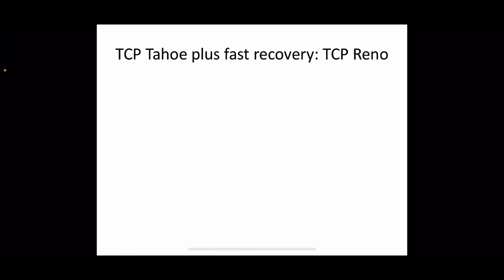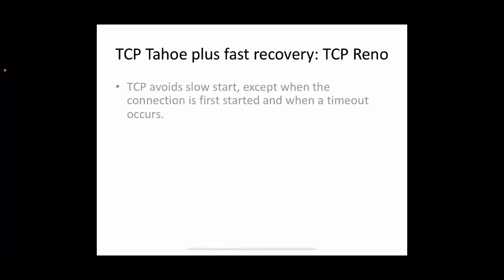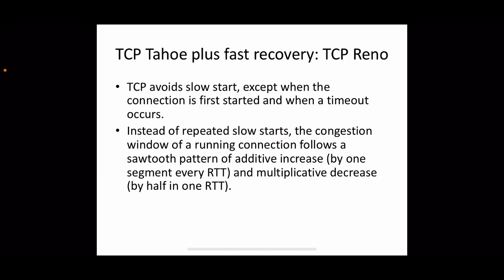Now one more improvement over this Tahoe is fast recovery, and the corresponding version of TCP is called TCP Reno. The improvement here is that TCP avoids slow start except when the connection is first started and when a timeout occurs. So only in these 2 cases will slow start be there. Initially there will definitely be slow start, and when a timeout occurs also. Otherwise, there is no need to restart using the slow start method. Instead of repeated slow starts, the congestion window of a running connection follows a sawtooth pattern of additive increase and multiplicative decrease.